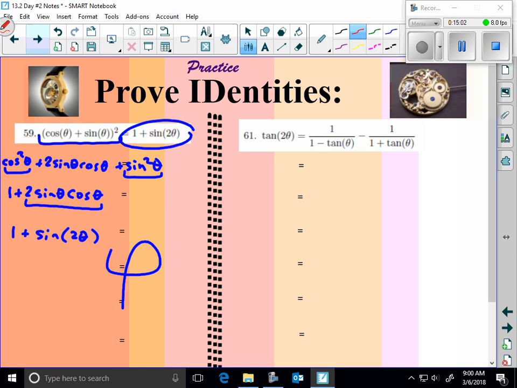Okay, over here, this one looks scary, but it's pretty clear. This is the complicated side. I'm going to multiply by the conjugate here, 1 minus tan theta, top and bottom on the right one. And on the left portion of this, I'm going to multiply by 1 plus tan theta.